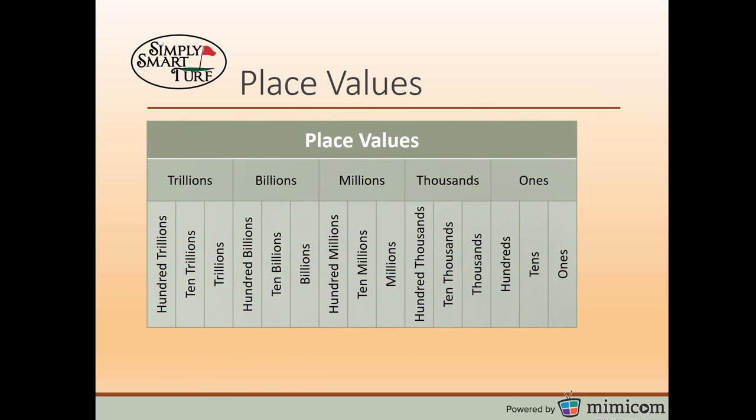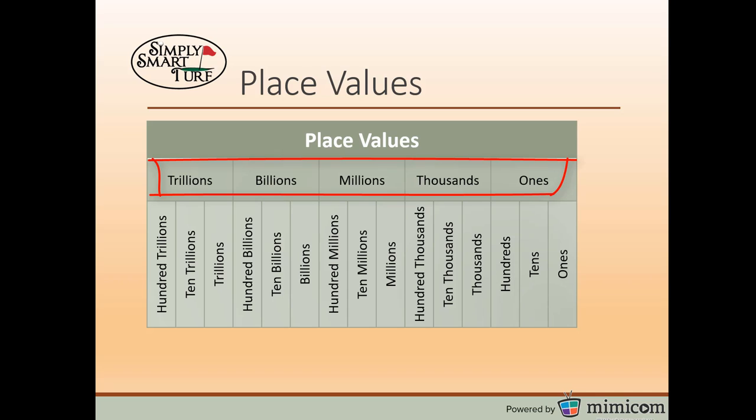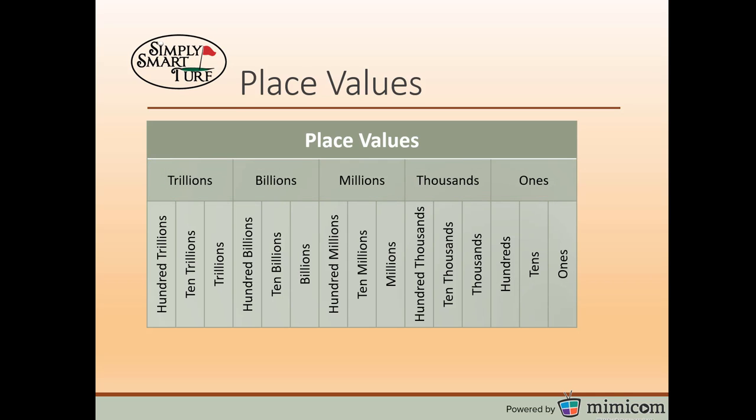We're going to take a look at place values. Each of these words indicate a period. So in other words, trillions, billions, millions, thousands, and ones are periods. In the ones period, we have hundreds, tens, and ones. This pattern follows through in all of the rest of the periods.